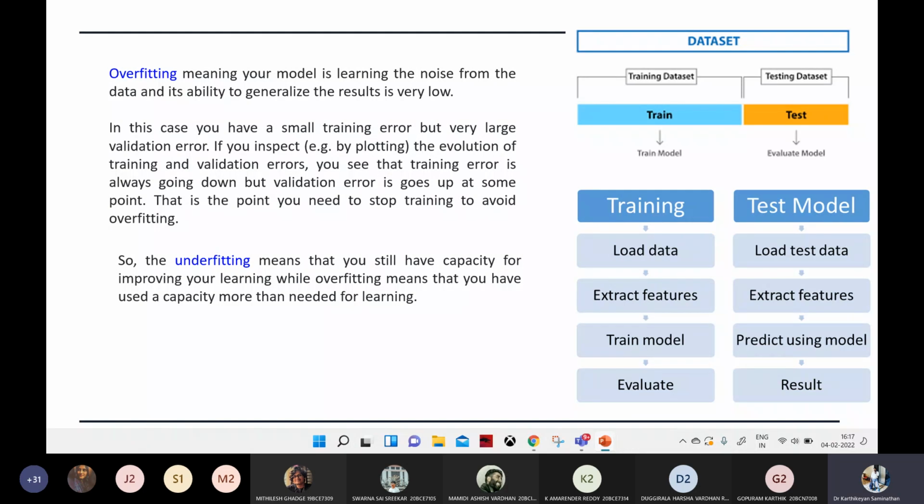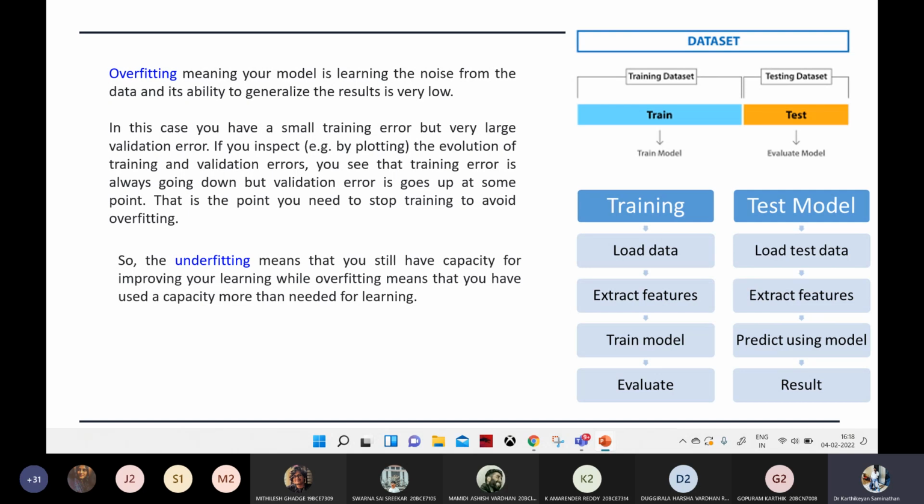In this case, you have a small training error, but a very large validation error. So there are two types of error: one is the training error, another is the validation error. Training error happens during training or learning time, and validation error happens during the testing time. Both training and testing data put together, we call a data set. That you should know, right?